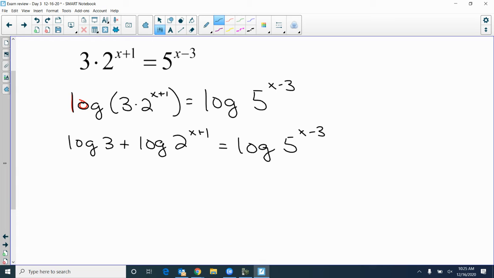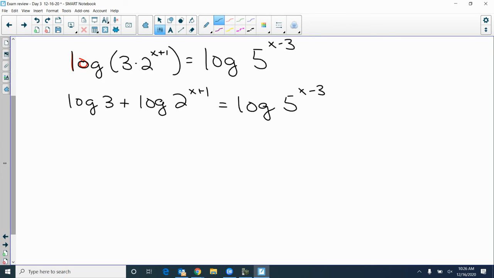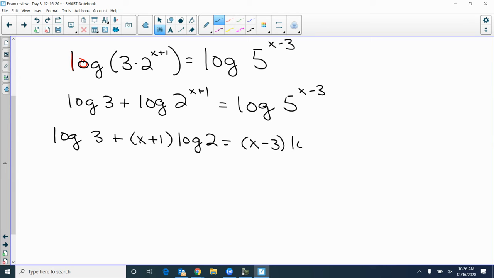All right, now take your exponents. So don't forget those go out in front. The log of 3 won't get affected. X plus 1 goes out in front of the log of 2. X minus 3 goes out in front of the log of 5.